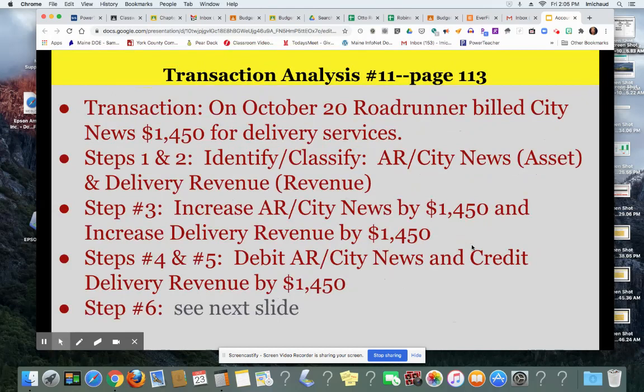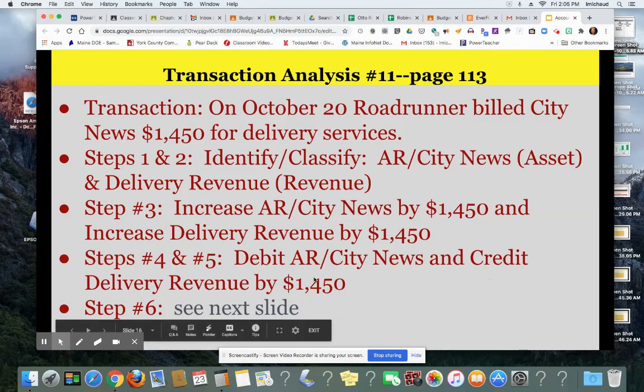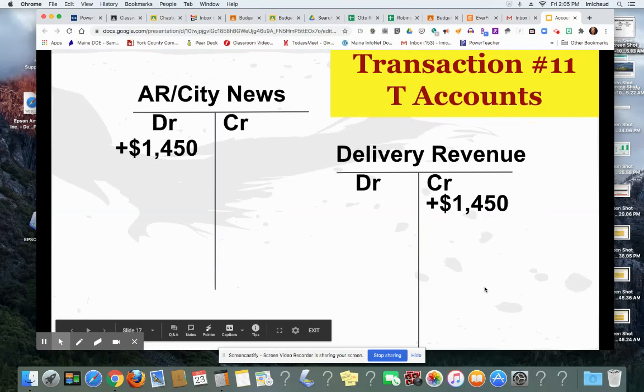On October 20, Roadrunner billed City News $14.50 for delivery service. So we haven't received the money yet, but we will in the future. So that is considered an asset, right? Accounts receivable, City News is an asset. And delivery services, that's revenue that we provide. That's money that we're going to get for providing a service. So in this instance, we're going to debit the accounts receivable because we're going to increase that asset and credit delivery revenue. So let's take a look at the T accounts.